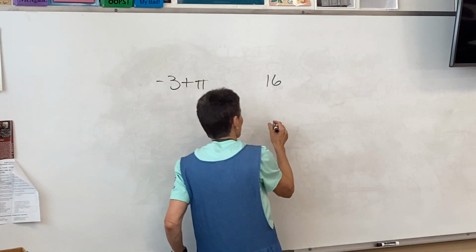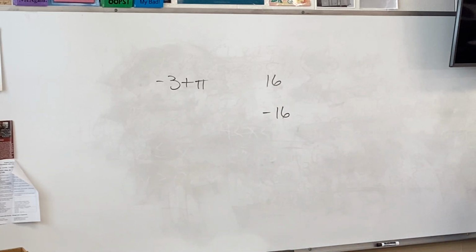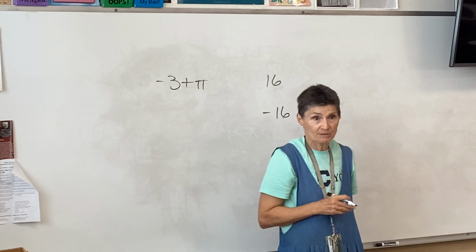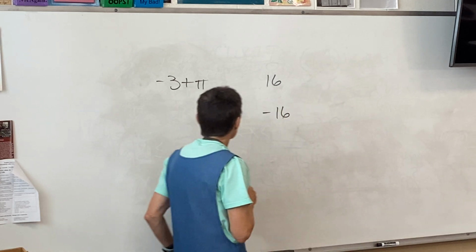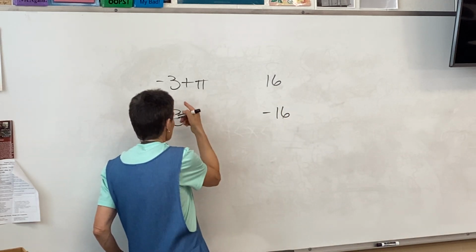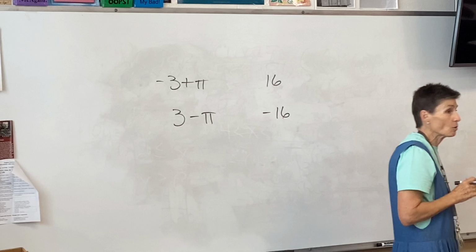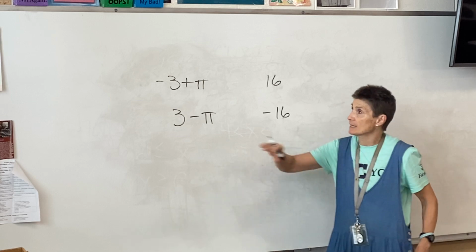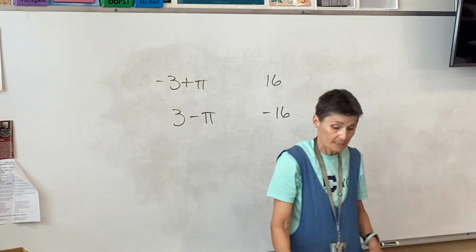The additive inverse is the opposite. So if you want to just think of the additive inverse as the opposite, then it's easy. The opposite of 16 is negative 16. So for A, it would be this. It's the opposite of the whole thing. So the additive inverse, the opposite of the original problem, is 3 minus pi. That would be the additive inverse.